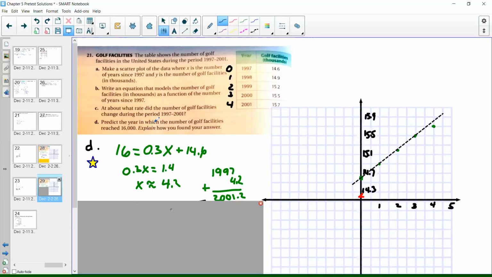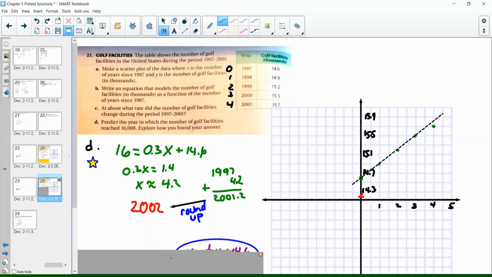Okay, so predict the year in which the number of golf facilities reached 16,000, started with 1997. So I added 4.2, and that's 2001.2. So we got to round up to 2002, because we know we're at 15.7 for 2001. All right. So I don't plan on testing you on a problem like this, but hopefully you got the concepts behind that.